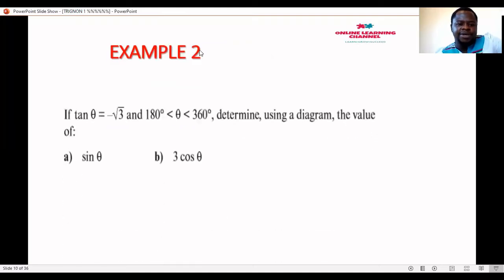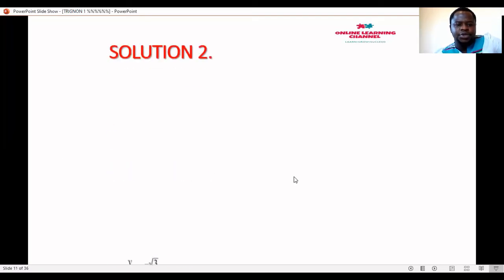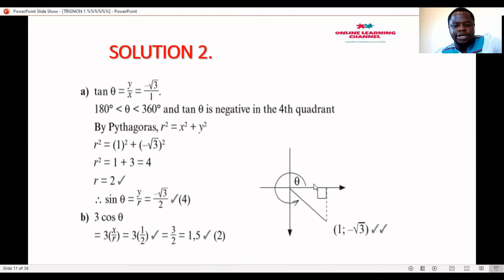So let's look at example number 2. If tan theta is equal to negative square root of 3 and 180 degrees is less than theta less than 360 degrees, tan theta is negative where? In the fourth quadrant. Okay, it says determine the value of sin theta and 3 cos theta. So now you start by drawing your diagram. We know that it will be in the fourth quadrant because that way tan theta is negative.